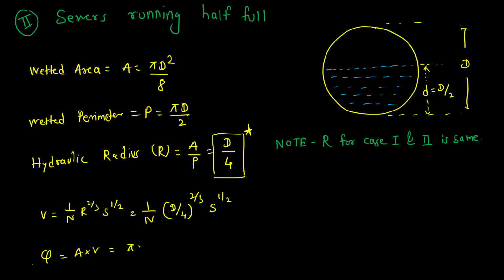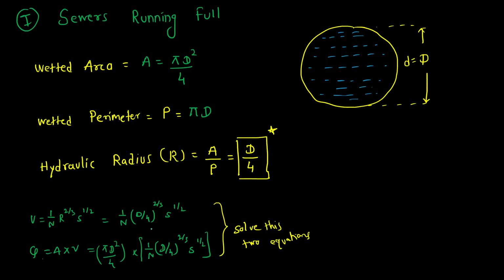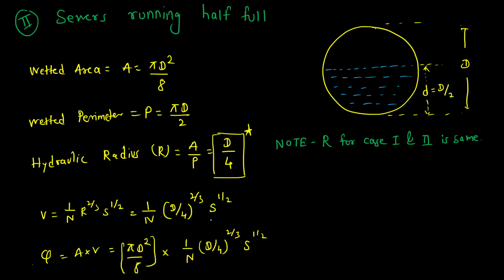Area in this case is pi d square by 8, into velocity, which is 1 by n d by 4 to the power 2 by 3 s to the power 1 by 2. Now in this case also you just write down one important point, or you can just see it here. See, velocity in case 1 and velocity in case 2, the both are same. So velocity in case 1 and 2 is same.